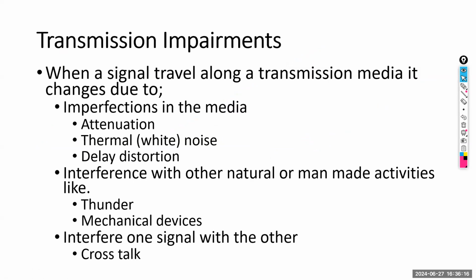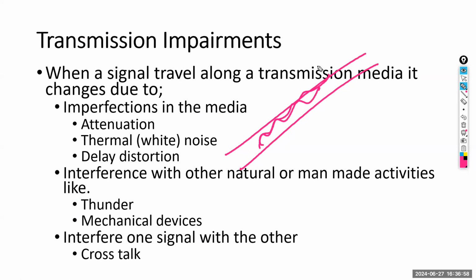Okay. So imperfections in the media. Some outside activities like man-made or natural activities. Man-made is something like you running your blender. Natural activity might be something like thundering. And sometimes these impairments happen due to crosstalk. That is two signals overlapping each other, because maybe a particular wire is carrying hundreds of signals. So one signal can impair or distort the other signal. So likewise, there are impairments.